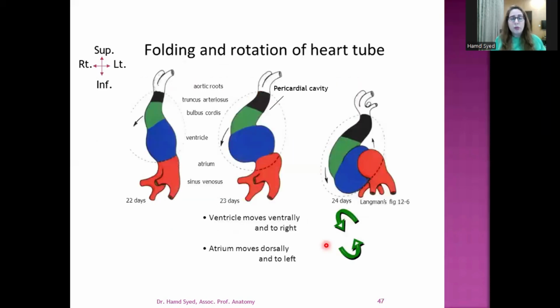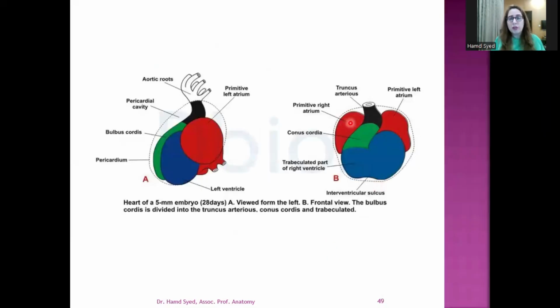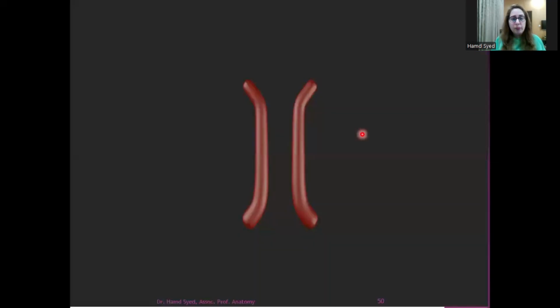Folding and rotation of the heart, we talked about this before. The conotruncal portion of the heart shifts to the right side of the pericardial cavity to a more medial position, leading to the formation of two transverse dilatations of the atrium. As I showed you, these two transverse dilatations in red, the right and left atria, have come to lie dorsal to this part, which is in blue, the ventricle, and the conus cordis in green.